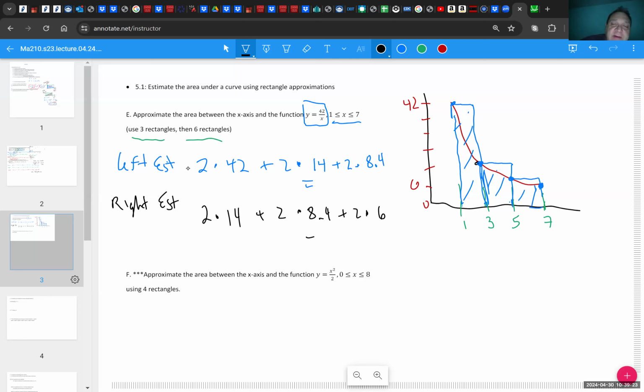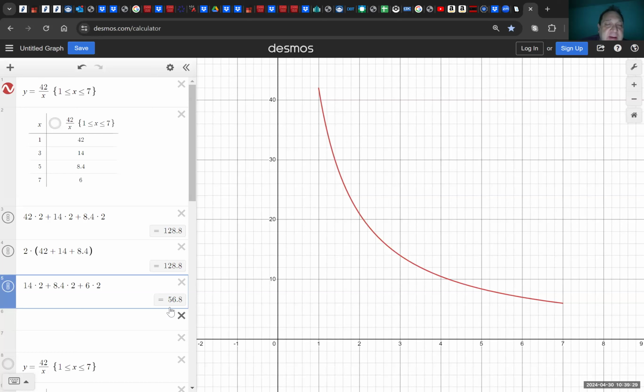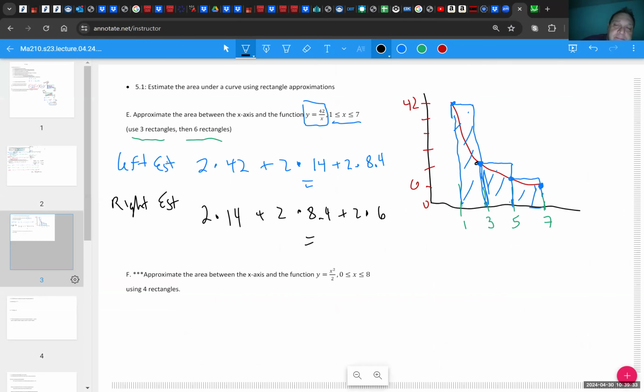Right? And I'll just write down the numbers just so that they're on these lecture notes for people to review. So left-hand endpoint was 128.8, and the other one was 56.8. All right, so that's approximating using 3 rectangles. It also asks us to approximate using 6 rectangles. So now we're going to use more rectangles.